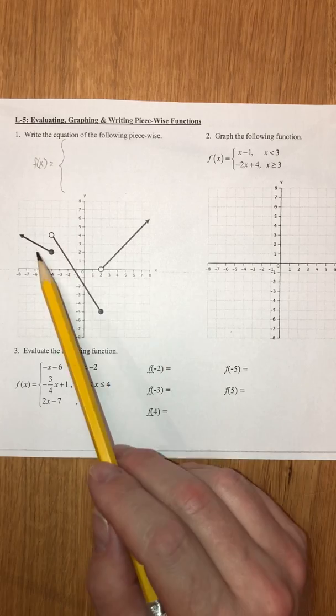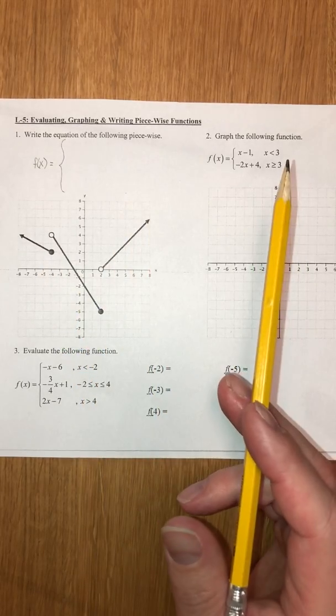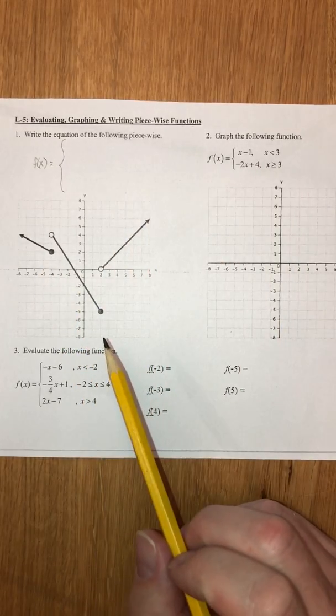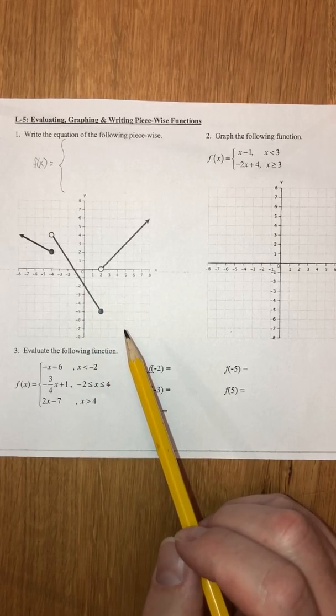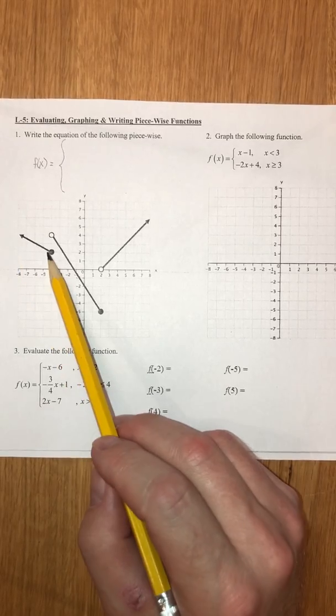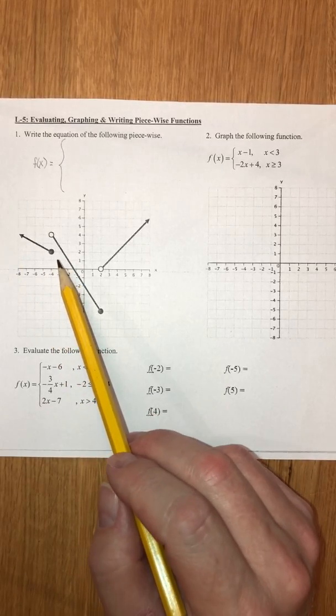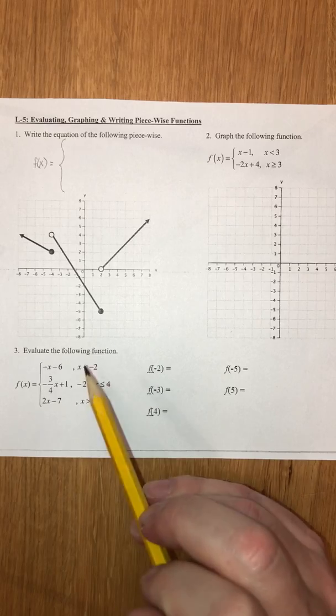Okay, now, next step, I just need to write the equation of each one of these lines. In order to write the equation of a line, I need 2 things. I need to know the slope, and I need to know the y-intercept. So I'm going to start with the one on the left, and I'm going to start by finding the slope. In order to find the slope, I need 2 points.